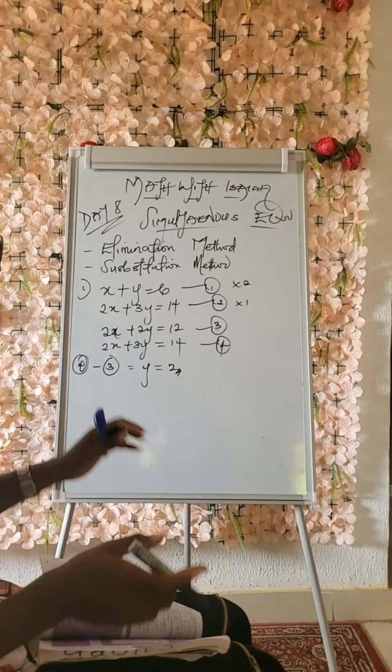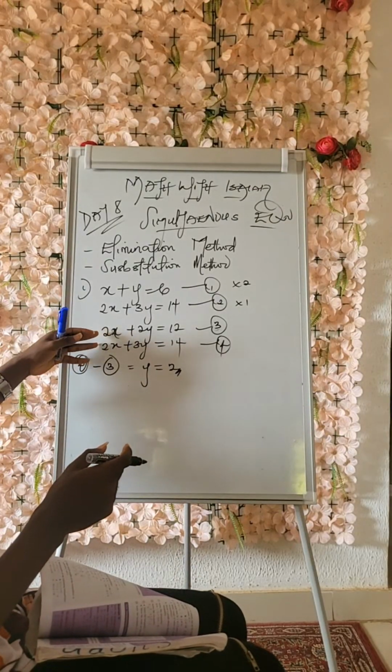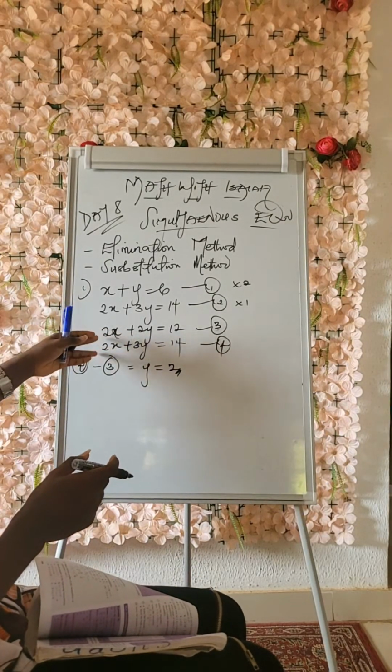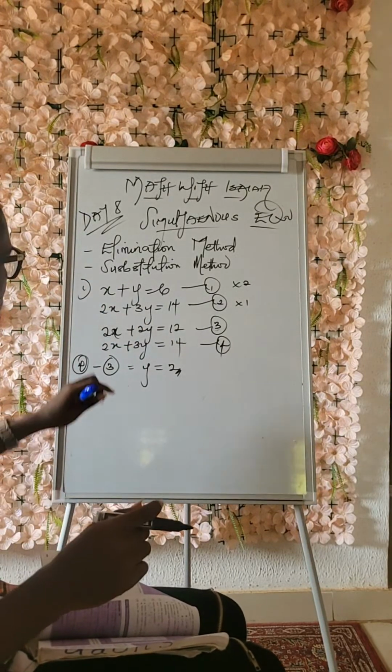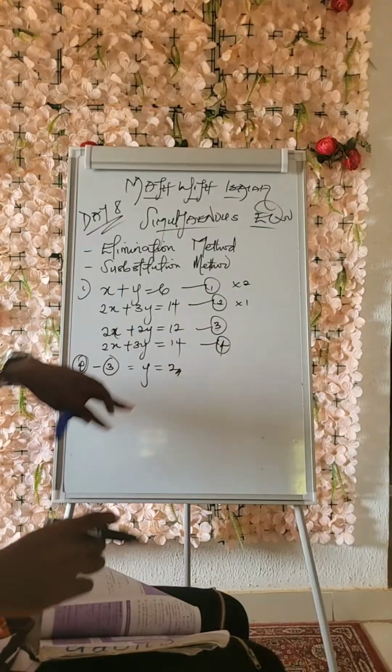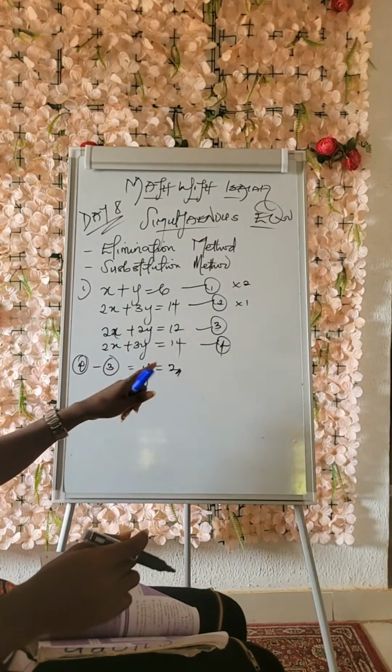This is how I did that. You have to look for numbers that you can multiply that makes sure that one is aligned. So when you subtract, it cancels out. Then you are left with one variable that you can easily solve for. So now, y is 2.